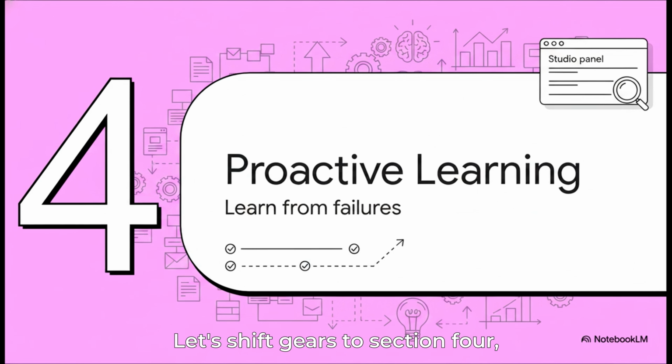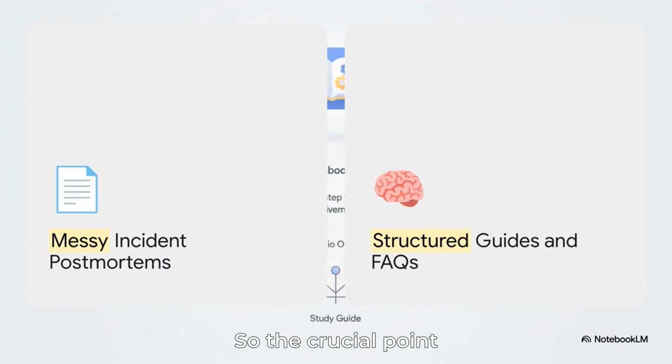Let's shift gears to Section 4, Proactive Learning from Past Failures. So the crucial point is we need to move away from messy, chaotic incident postmortems where institutional knowledge just goes to die. Typically, a team fixes an issue, writes a sprawling report, and it gets buried in a shared drive forever, right? But NotebookLM takes the raw, frantic notes of past failures and automatically transforms them into structured study guides and FAQs. It extracts the actual lessons learned so they're ready to be absorbed by the rest of the team.